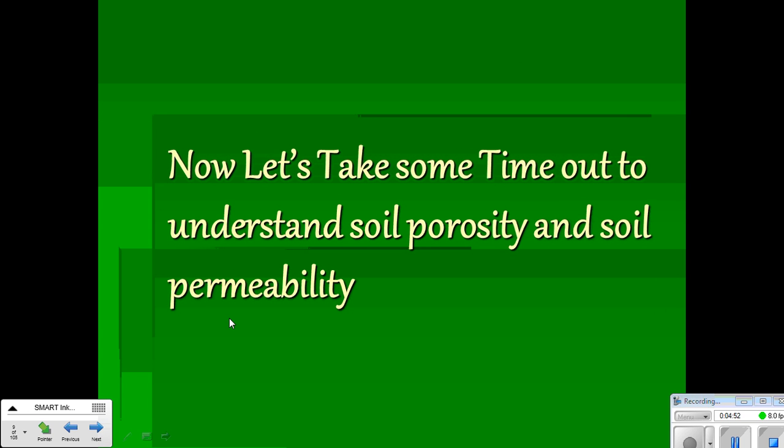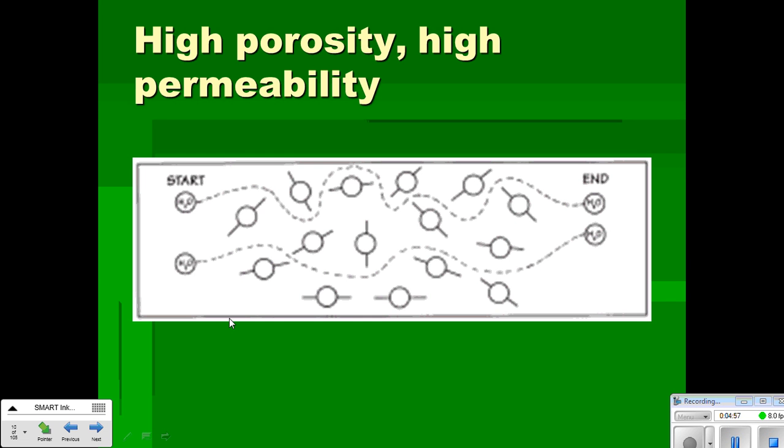Let's take some time out to understand soil porosity and permeability. So you've got these 3 different pictures on your notes, and we're going to fill in the levels of permeability, which also will tell us the level of porosity. So we've got these little grains here, and they're spread apart, they're large, which leaves a lot of room for this water to come in and go through. So that means it's high porosity because there's a lot of space, and therefore high permeability. So lots of water can get in because of all that space.